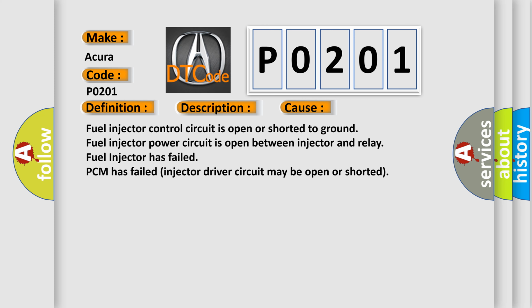Fuel injector power circuit is open between injector and relay. Fuel injector has failed. PCM has failed. Injector driver circuit may be open or shorted.